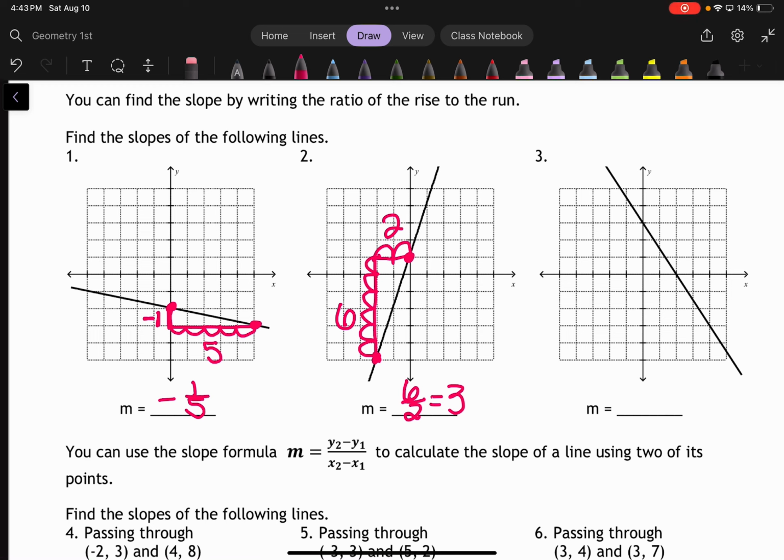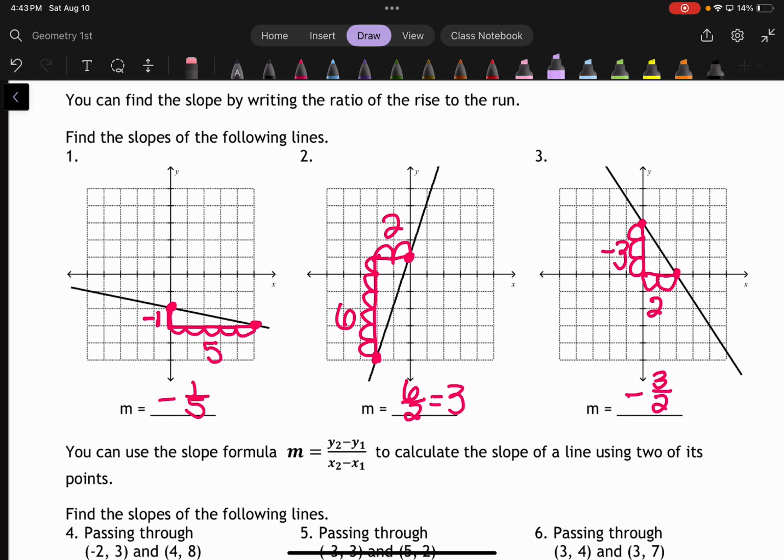Okay, the next one, again, you do the exact same thing. You pick 2 points, and then again, our graph is going down. So when we count the rise over the run, in this case, it is going down 1, 2, 3 units. So -3, and it's going to the right 2. So our slope here is -3 over 2.